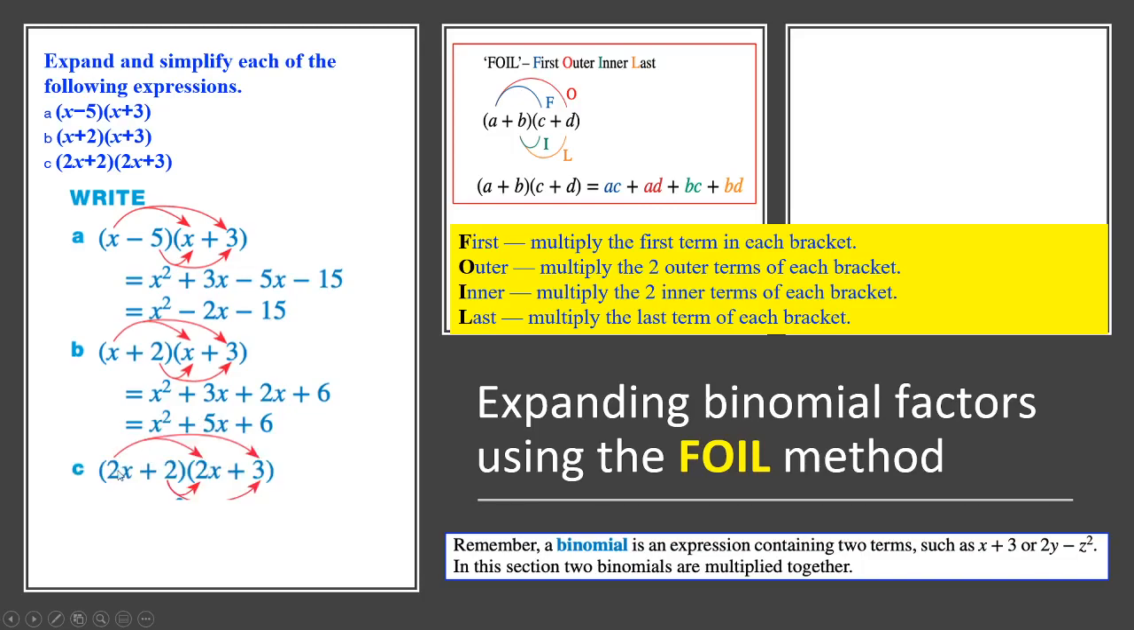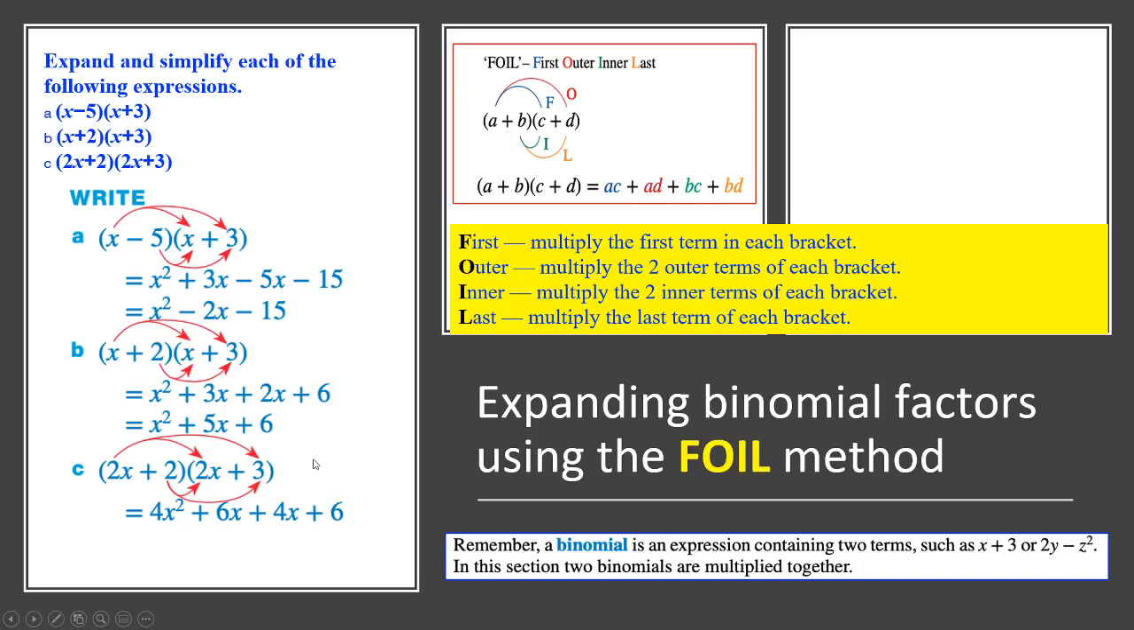And finally, again, we'll draw in the arrows. It doesn't matter that we have a coefficient on this x as well, on this term, because we'll just multiply those coefficients together. So 2x times 2x gives us 4x squared, 2x times 3 is 6x, 2 times 2x is 4x, and 2 times 3 is 6.